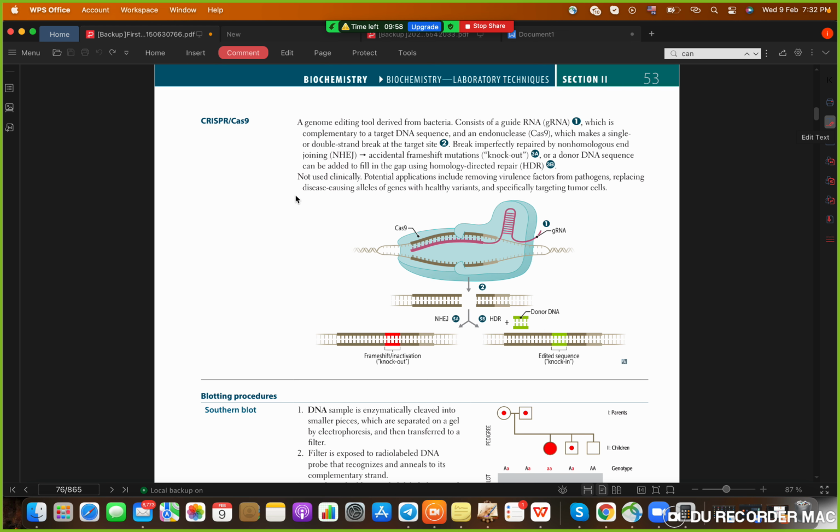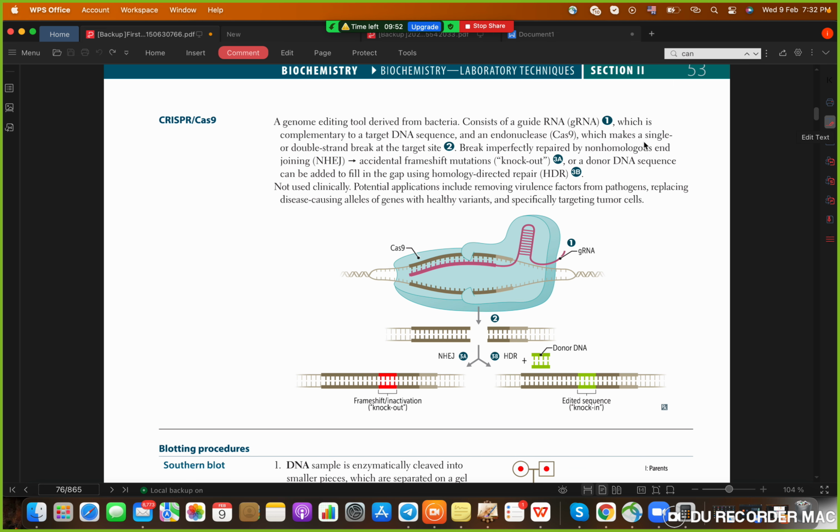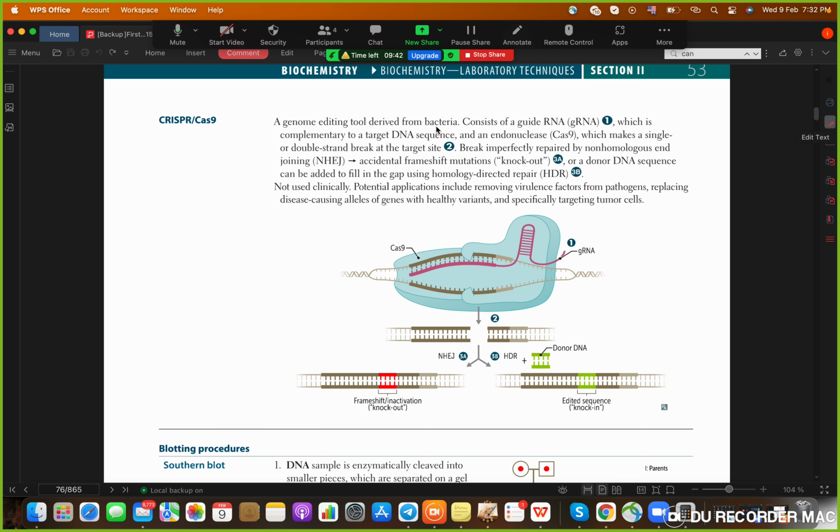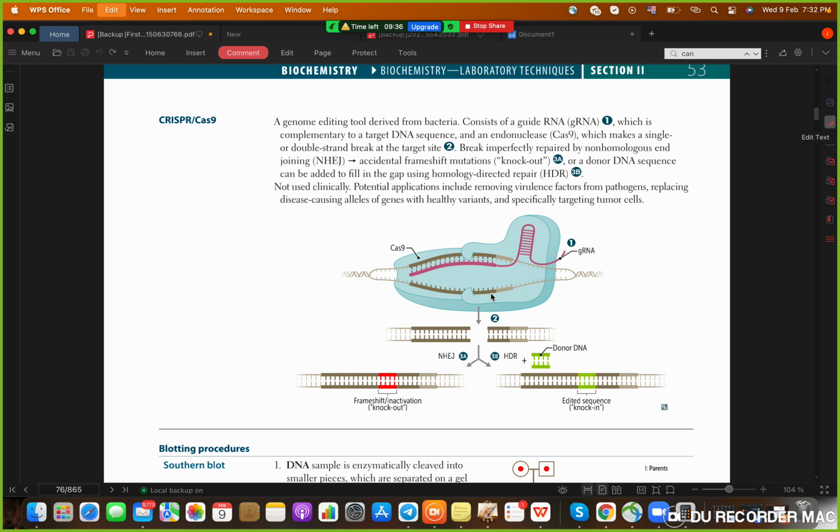So the answer is absolutely yes, we can. Well, how can we do that? By the CRISPR-Cas9. So this is a new genetic type of machinery that helps us to control our genes. It's a genome editing tool derived from bacteria, mostly E. coli. So we use the E. coli machinery to alter the gene of interest. Not only human, it can be other animals as well.